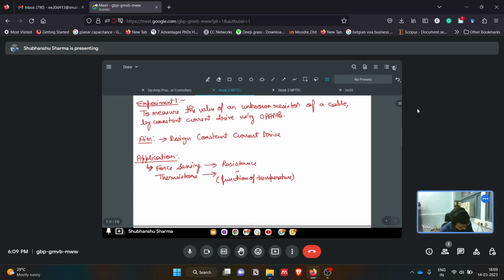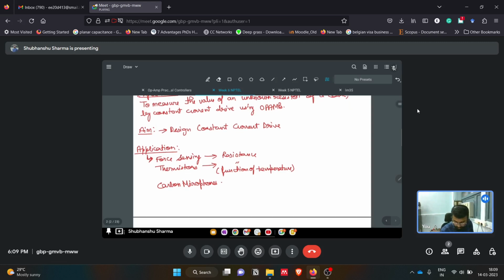And then there are carbon microphones, where we can also see the application of this. If we change the acoustical pressure, the resistance is basically a function of acoustical pressure.